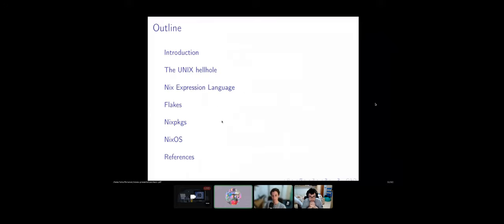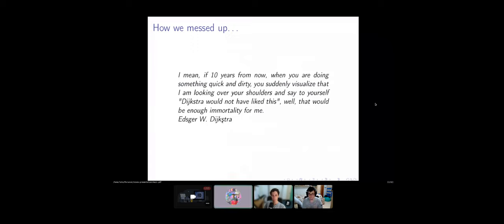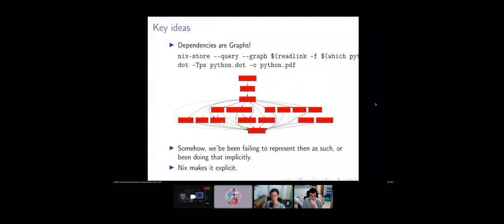Let's enable again. So, I always like to start with this Dijkstra quote. If 10 years from now, when you are doing something quick and dirty, you suddenly visualize that I'm looking over your shoulders and say to yourself, Dijkstra would not have liked this, well, that would be enough mortality for me. And that's like, the whole infrastructure ecosystem is a freaking mess. And we are doing nothing about it. We are just pushing the dirt down to the carpet. And I'm going to show how Nix can be used to do that.